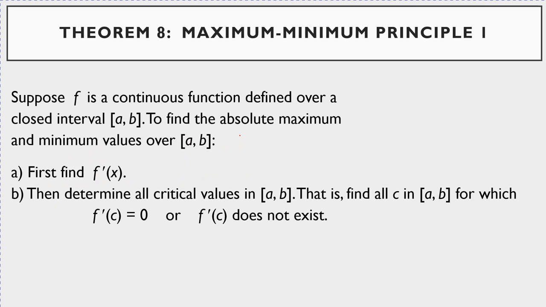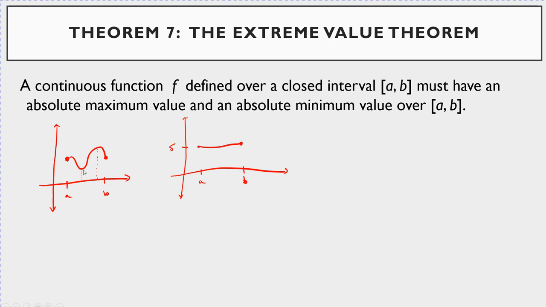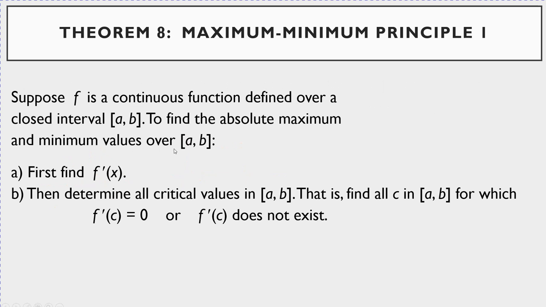All right, so let's talk about ways to find this absolute max and min. This is the maximum minimum principle. Suppose f is a continuous function defined over the closed interval a to b. To find the absolute maximum and minimum value on a to b, you have to do the following things. First, you find the first derivative. And then you determine all critical values, that is, find all c in your interval a to b for which the first derivative, when you plug c in, is equal to 0, or the first derivative doesn't exist. Remember, what the critical values are telling us is that these turning points, these valleys and these peaks, occur at critical values. So we're going to find them, and there could be more than one.